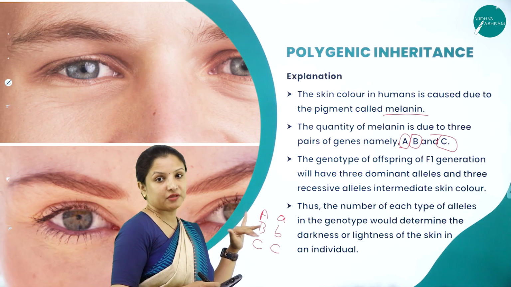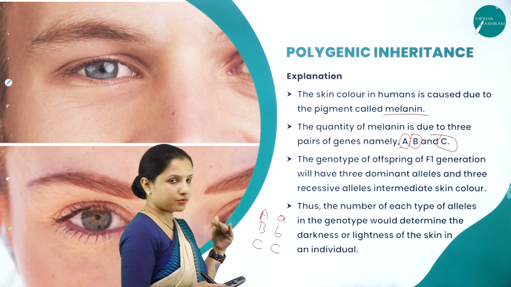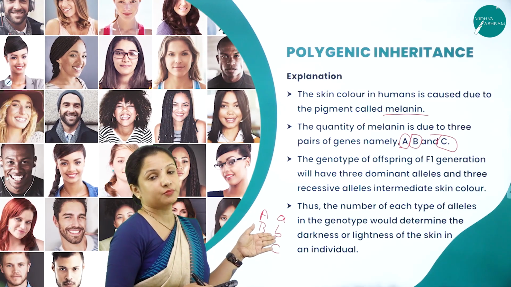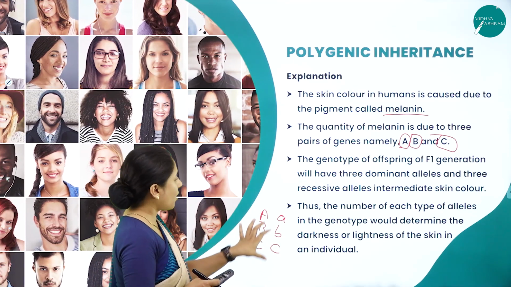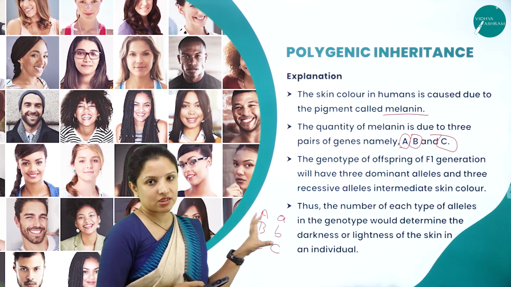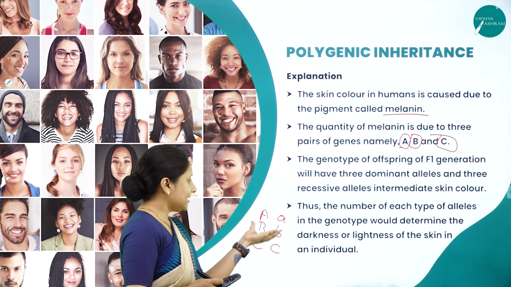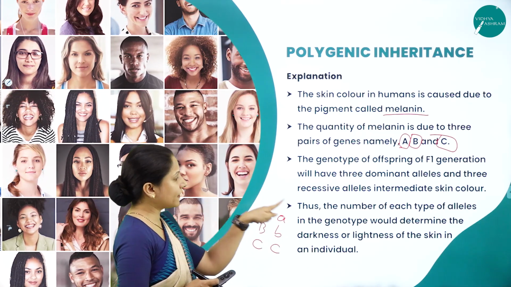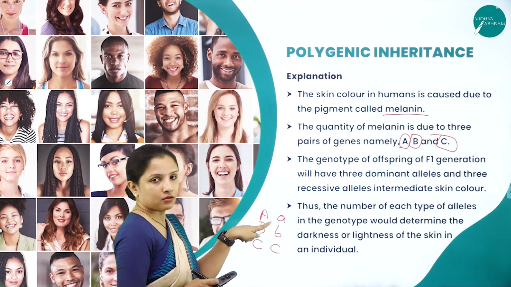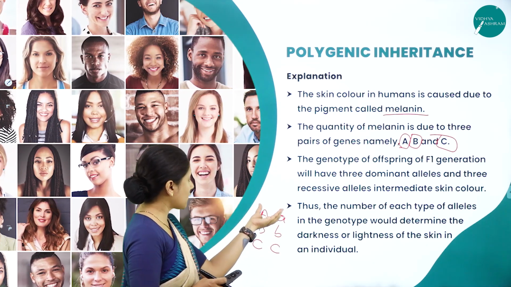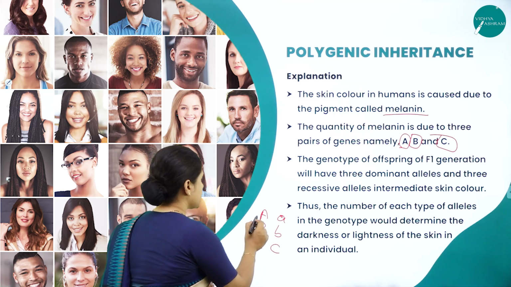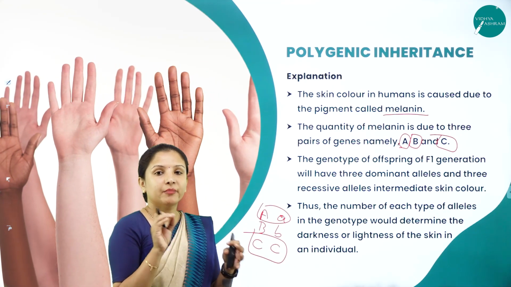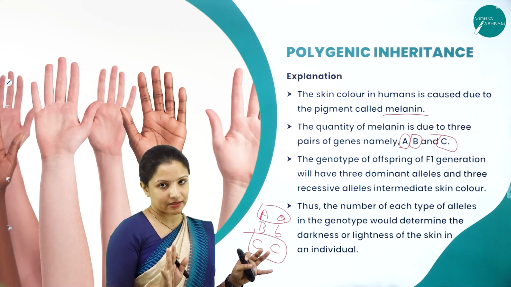Now, if they inherit these genes, then it will be a bit different. Say for example, the A gene is responsible for darker skin color, the C gene is responsible for lighter skin color, and the small letter c, the recessive gene, is responsible for even lighter skin color. The offspring will not get only A or only B. Either they can have a combination of these four, or a combination of this and this they can receive. Based on that, the melanin production depends, and based on that, the skin color depends.